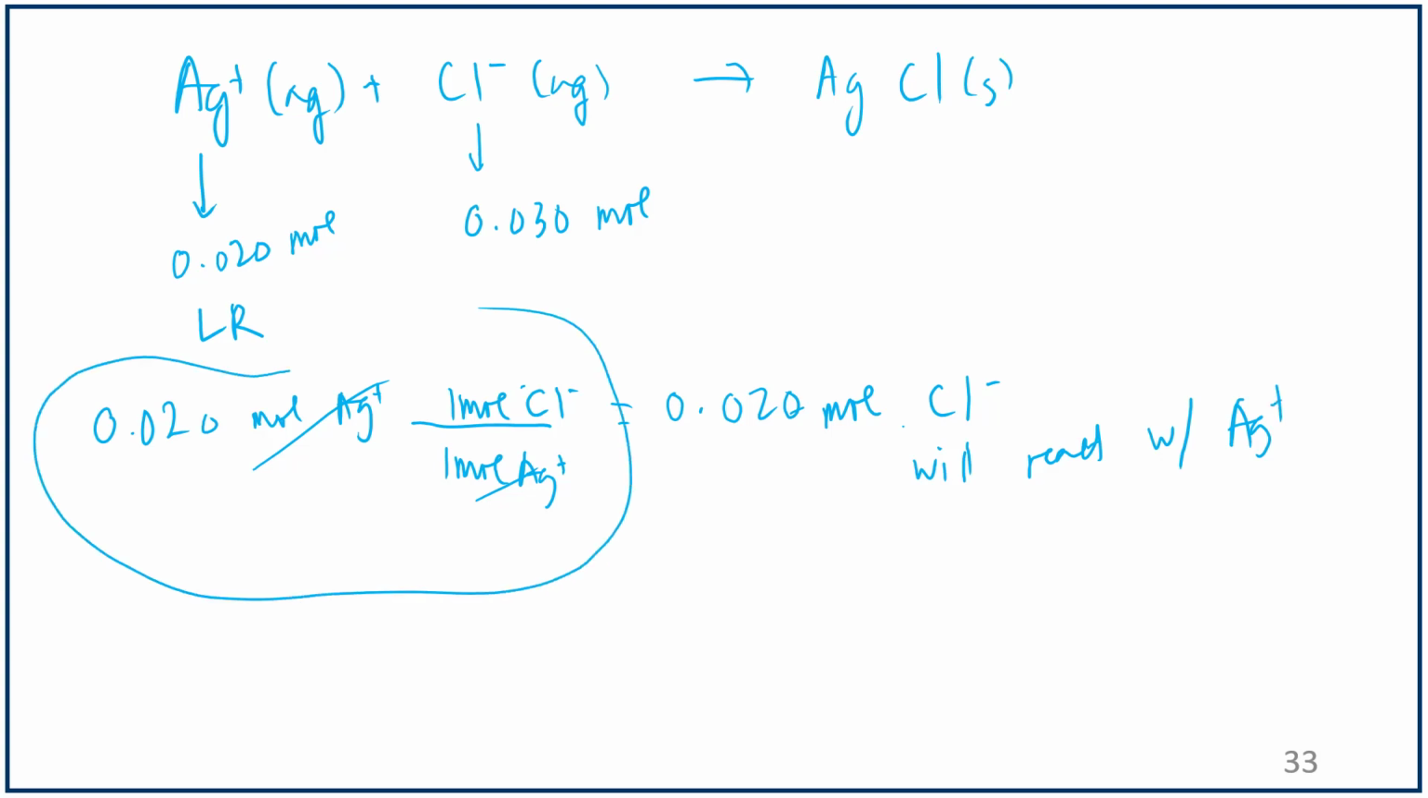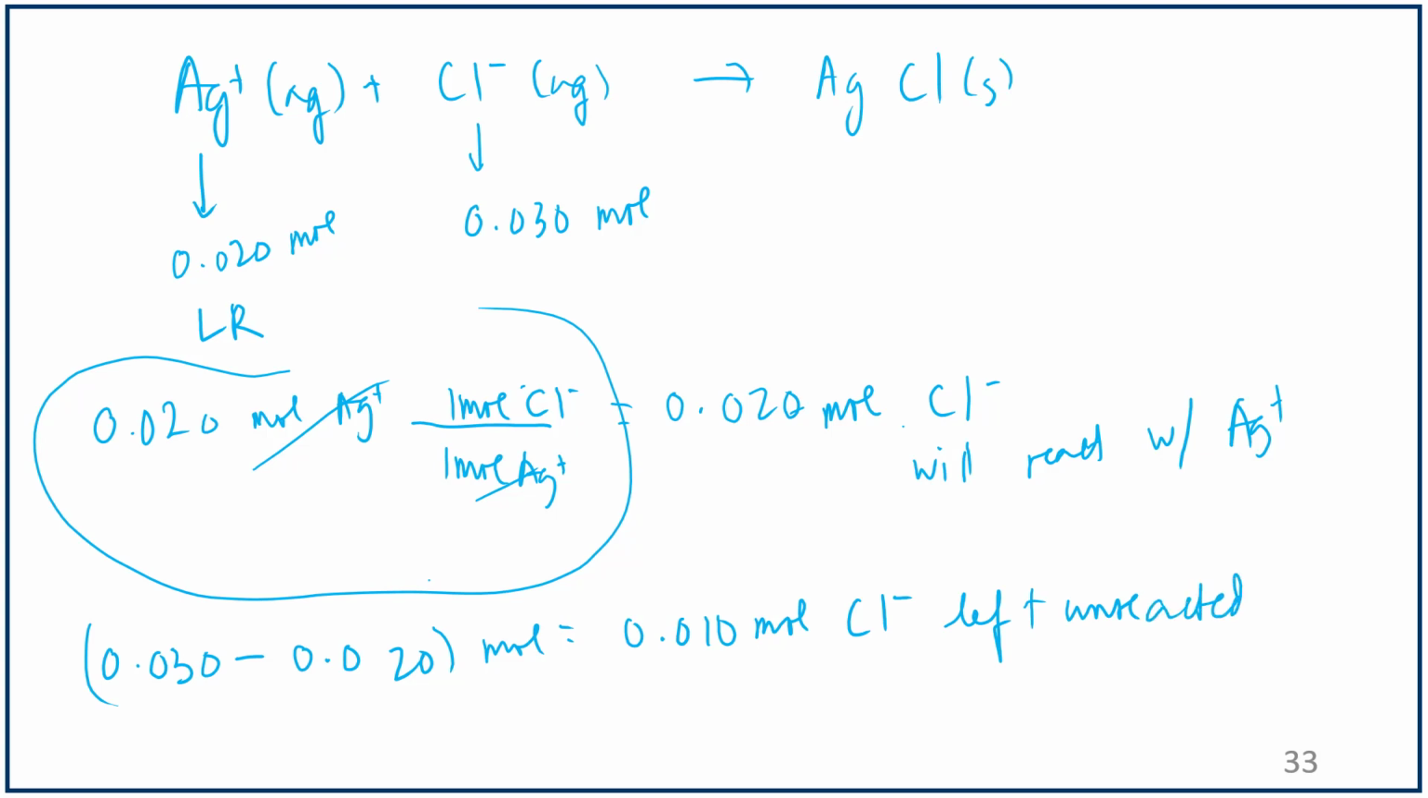Again, we didn't have to really do this, but this is, if you remember, the second approach at trying to determine what the limiting reagent is. Well, sort of, because at this point we've determined already what the limiting reagent is. So if 0.020 moles of chloride reacts with silver, then we will have 0.030 minus 0.020, which will be equal to 0.010 moles of chloride left unreacted.